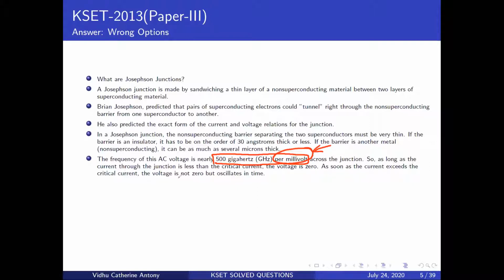Now as long as the current through the junction is less than the critical current, the voltage is zero. As soon as your current exceeds the critical current, your voltage is not zero, but it starts oscillating in time. So basically you're supplying DC and obtaining AC once your DC is above some critical DC value. That's what's happening here.